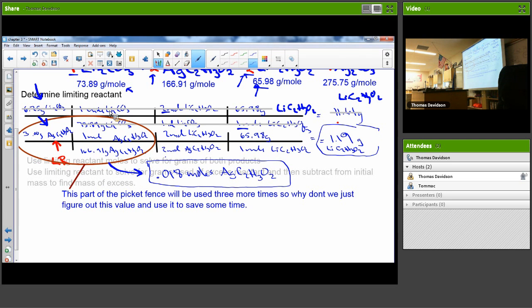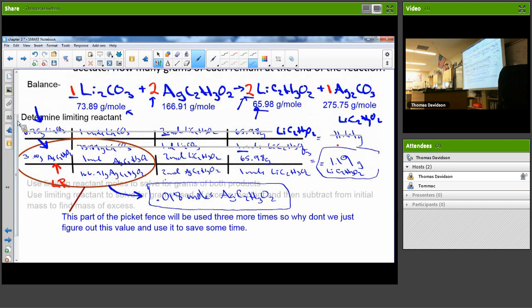I was left with 2 answers. To determine the limiting reactant, I look at the smaller mass produced and I find what I started with to produce it. So that tells me that my silver acetate is my limiting reactant because it produced the least amount of product.